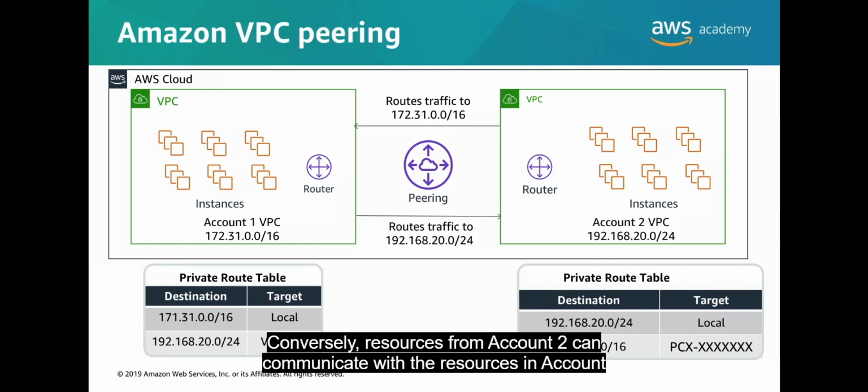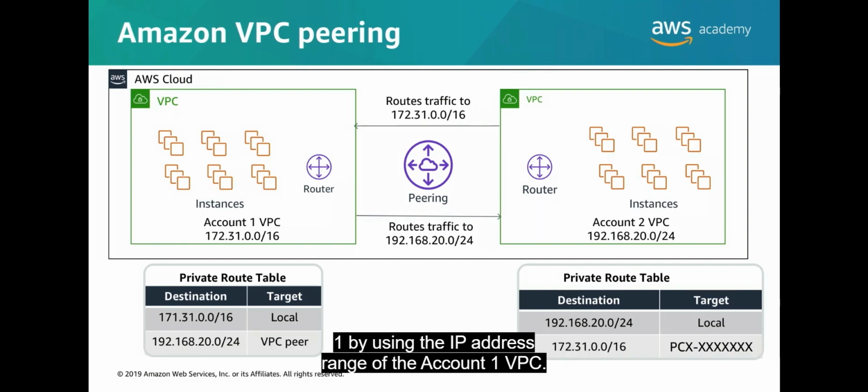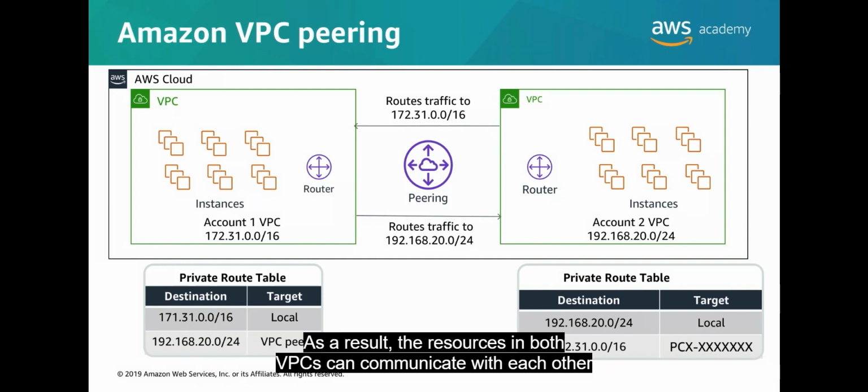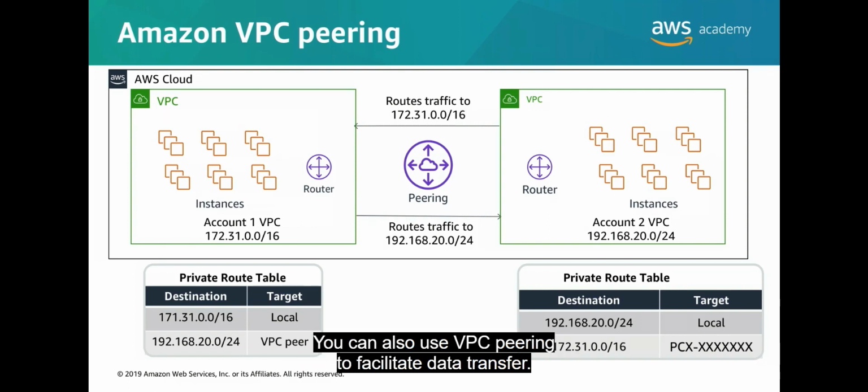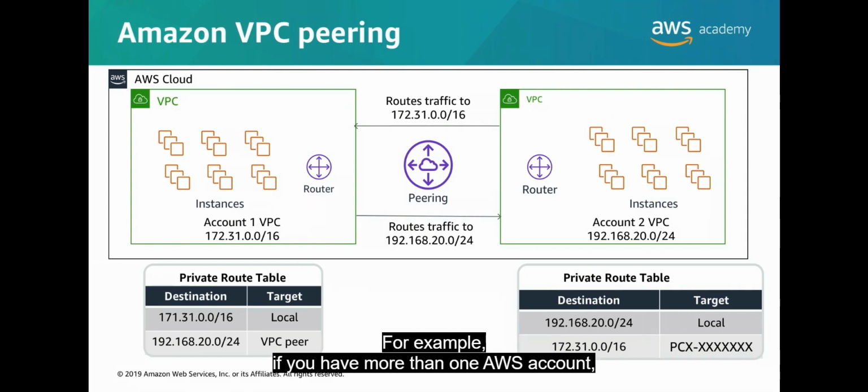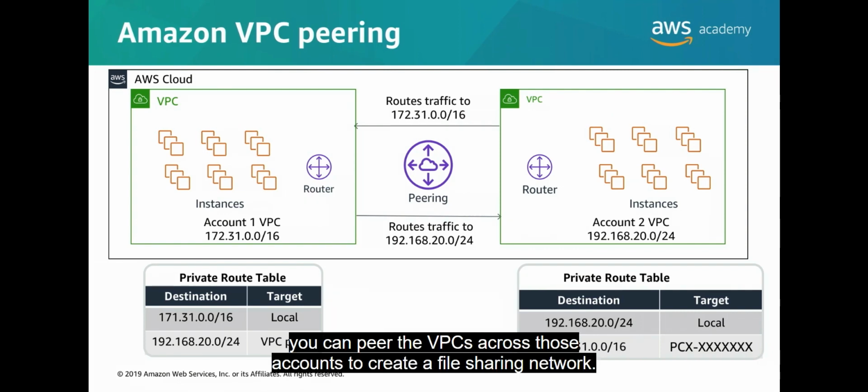Conversely, resources from account 2 can communicate with the resources in account 1 by using the IP address range of the account 1 VPC. As a result, the resources in both VPCs can communicate with each other as if they were on the same network. You can also use VPC peering to facilitate data transfer. For example, if you have more than one AWS account, you can peer the VPCs across those accounts to create a file sharing network. You can create a VPC peering connection by using the AWS Management Console.